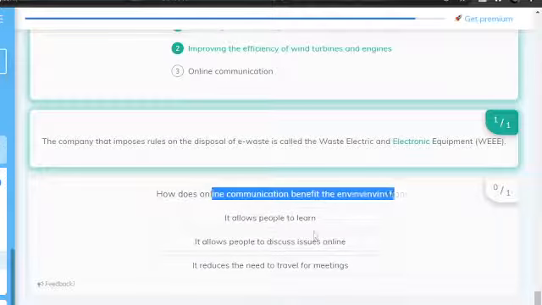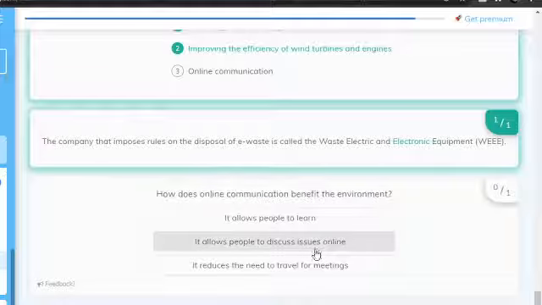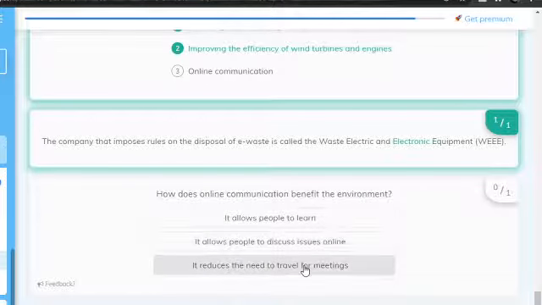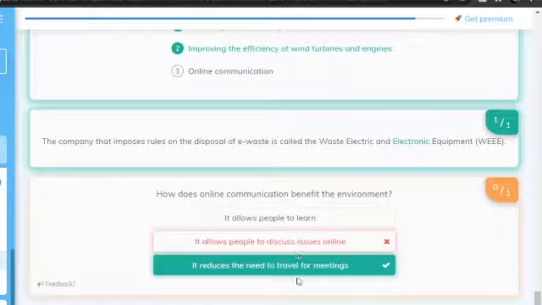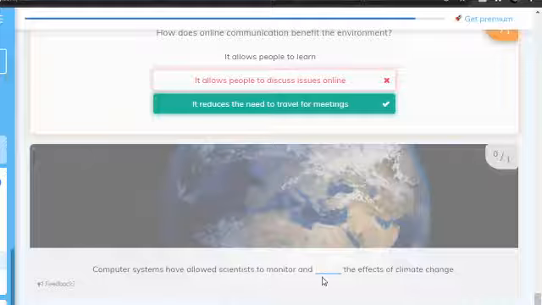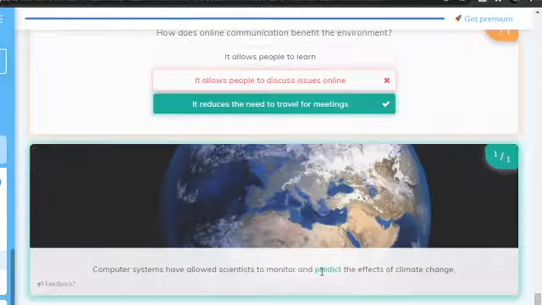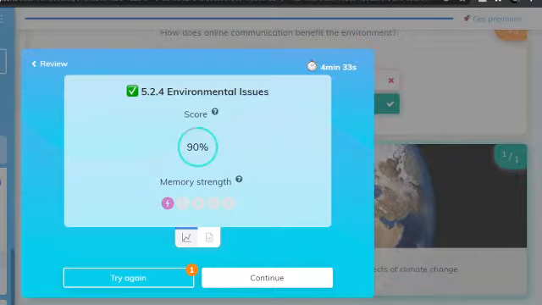How does online communication benefit the environment? It allows people to discuss. Reduces travel for meetings. Because you're not sending a flipping pigeon halfway across the world now. Computer systems have allowed scientists to monitor and predict the effects of climate change. And that is it, I guess.